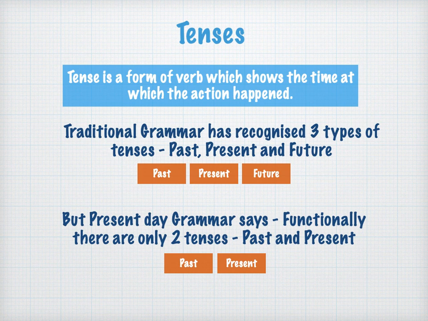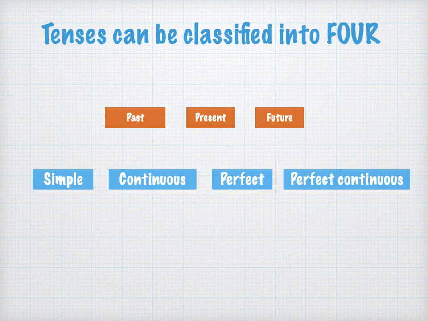Now, traditional grammar has recognized three types of tenses. This includes past, present, and future. But present day grammar says functionally there are only two tenses, that is past and present. Future is not included as per the study of the modern grammarians. So traditional grammar recognized past, present, and future, while present day grammar recognizes only past and present. There is no future. Still, there are three types of time indications here: past, present, and future.